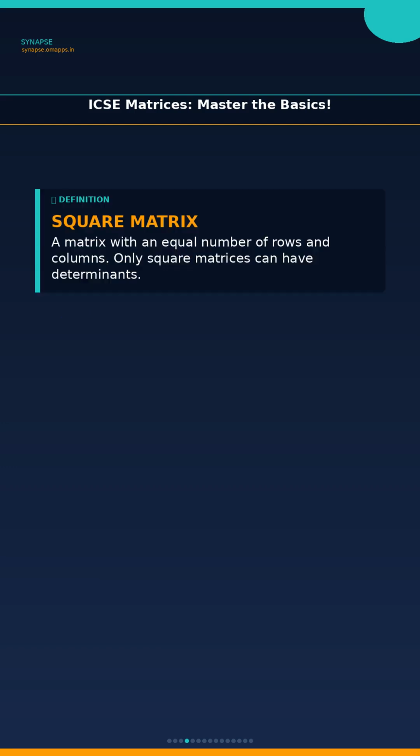Okay, listen up, because this is important. A square matrix has the same number of rows and columns. Why is this important? Because only square matrices can have something called a determinant. The determinant is a single number that tells us a lot about the matrix.